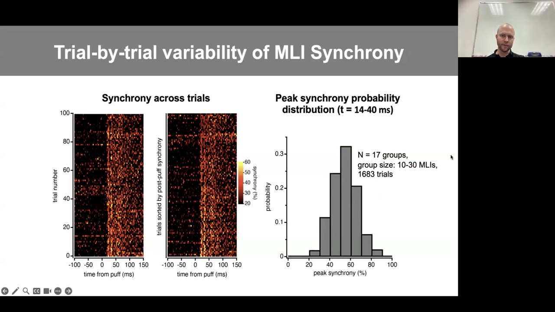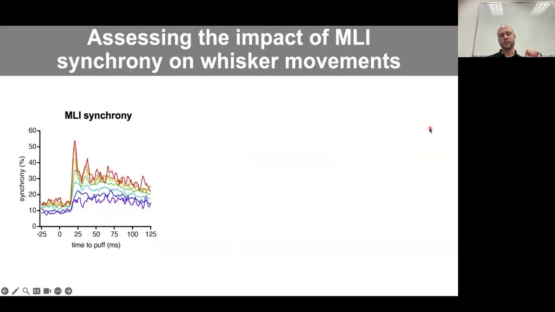And this motivated us now to look at what the behavior of the mouse is doing when we have this graded level of synchrony across trials. And so what we did was we binned that synchrony from that probability distribution into 10th percentile bins, and then took the average synchrony traces from those bins in the MLIs. It looks like this over here, right? We have a gradation of synchrony. And now what becomes interesting is what we see when we look at the behavior sorted in the exact same way.